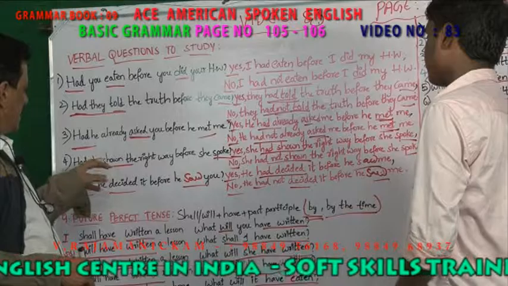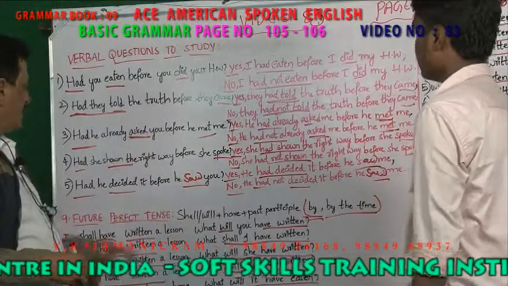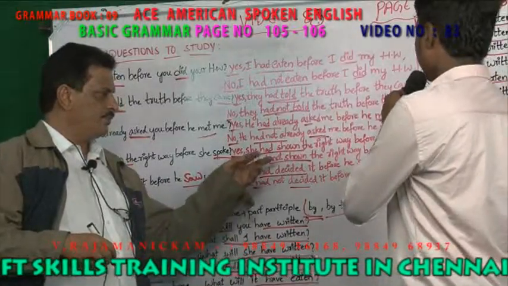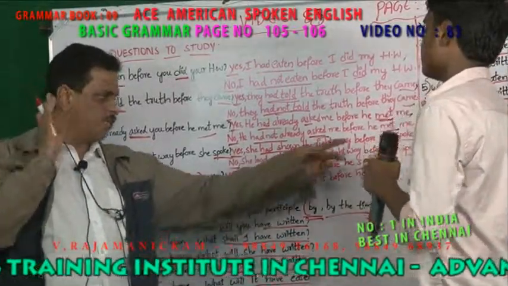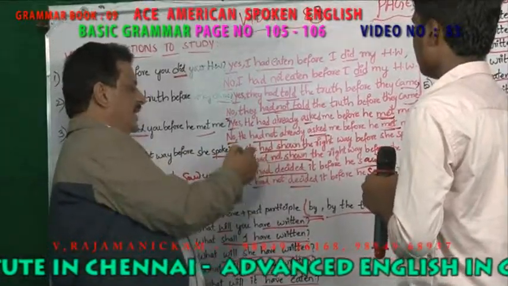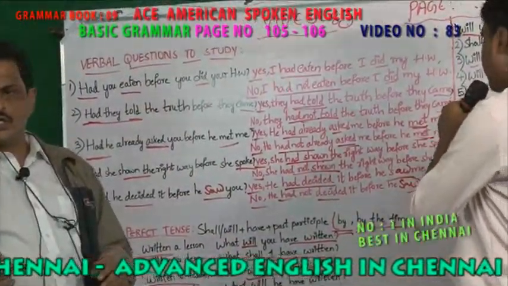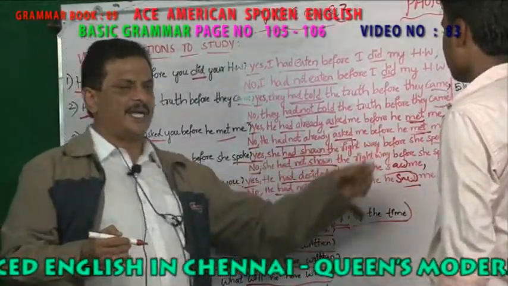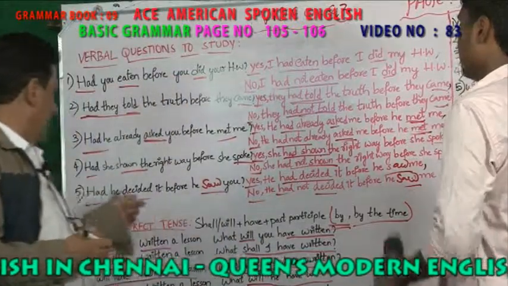Next, had she shown the right way before she spoke? அவள் பேசுவதற்கு முன்னால் சரியான பாதையை காண்பித்திருந்தாளா? Yes, she had shown the right way before she spoke. அவள் பேசுவதற்கு முன் சரியான பாதையை காண்பித்திருந்தாள், she had shown. இல்லை என்று சொல்கிறார், No, she had not shown the right way before she spoke. அவள் சரியான பாதையை காண்பித்திருந்ததில்லை.